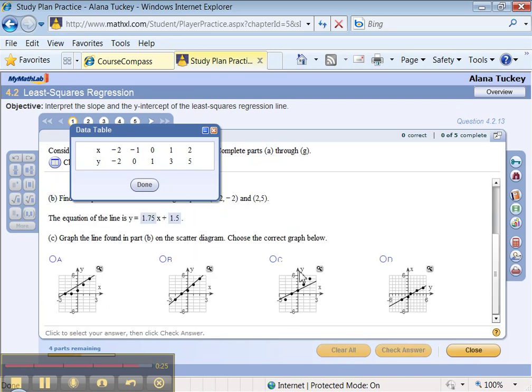Great. All right, now we've got a little bit more issue. We're supposed to figure out which one of these is the right one, but I'll save that for the next tutorial.